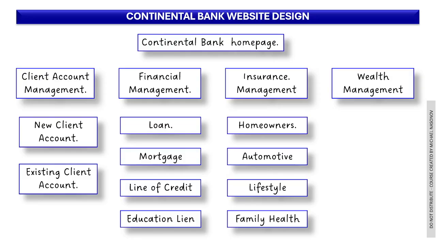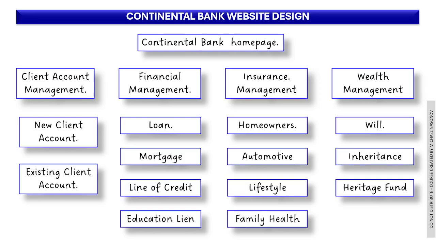For insurance management, you can take insurance for homeowners, for automotive, for, let's say, an outdoor property for outdoor lifestyle, and for the life and health of a family member or members. For wealth management, there are three options. If there is a will for the family, it's so-called will management, then inheritance management, and related to wealth management, in case of a substantial amount, family members can from the inheritance create a heritage fund.